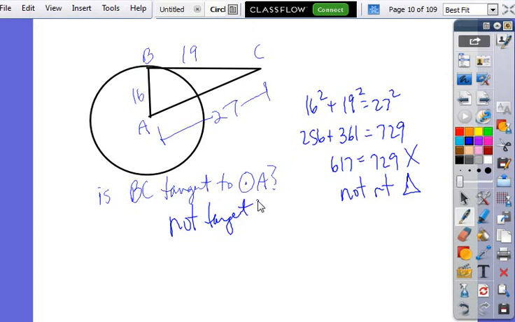So if it's something like this, we're checking, is it a right triangle? If it's a right triangle, then it makes a right angle, then it's tangent. If it's not a right triangle, then it's not a right angle. Won't work.